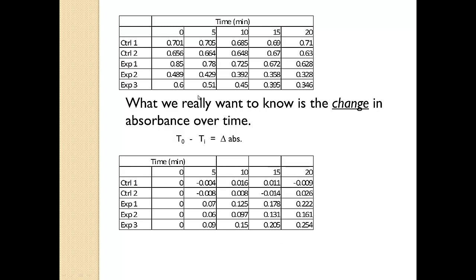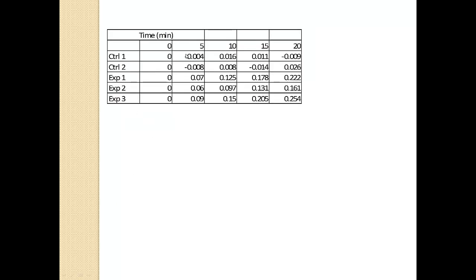One thing to note, you don't want to take time point 0 and subtract time point 5 from it, and then take 5 and subtract 10 from it. You want to always start with time 0. So that will always be this column, and then subtract these columns from that. So if we move this up here, here's our crunched data. This is the change in absorbance over time.